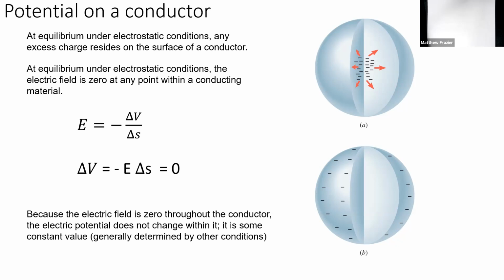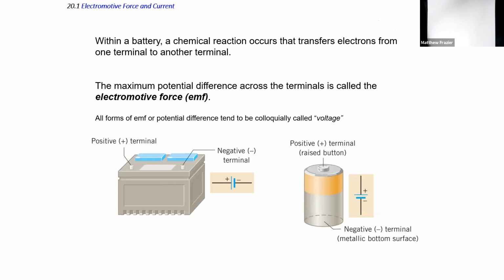So how do we put a particular potential on a conductor? One way to do it is to use a battery. You've done this in the lab. Batteries have a chemical reaction inside that effectively pushes electrons to one terminal and removes them from the other.